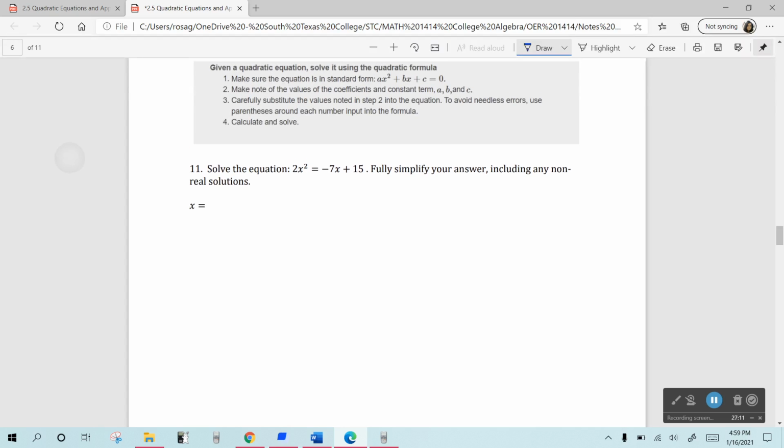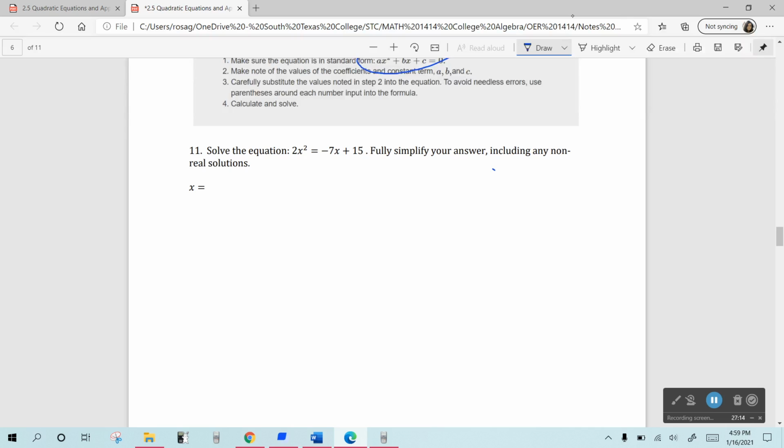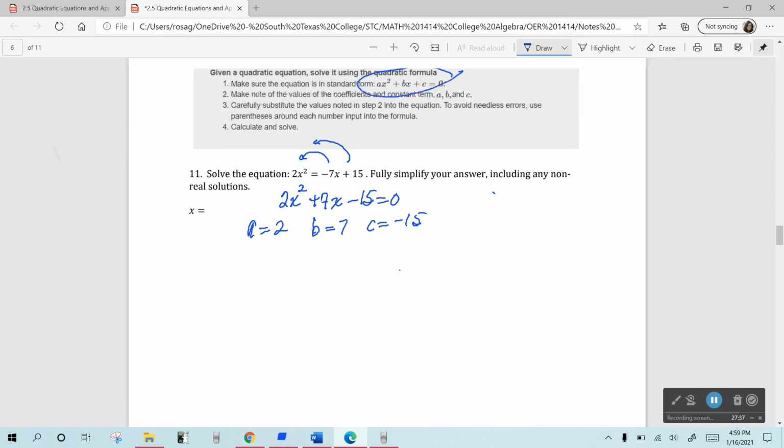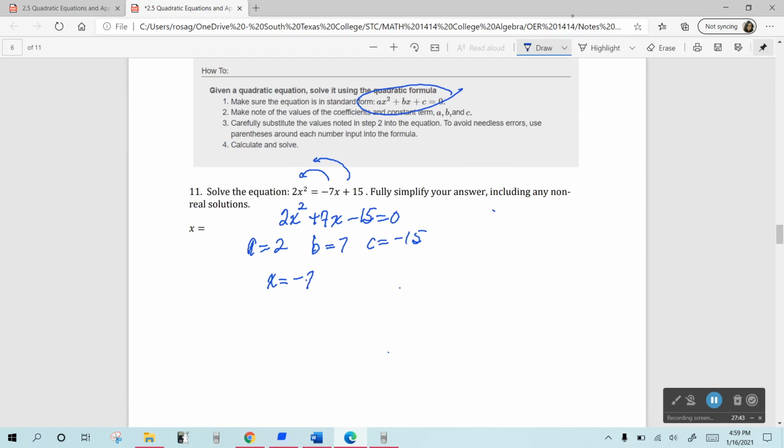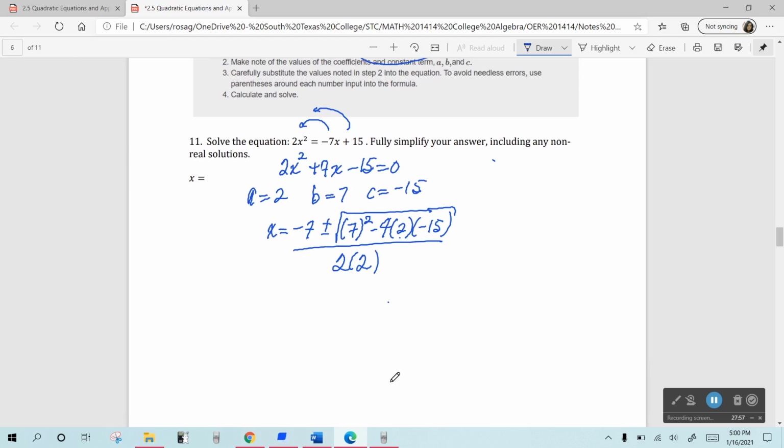So if you're using the quadratic formula to solve, it has to equal 0. So here it doesn't equal 0. So what I'm going to do, I'm going to move these two this way. So I end up with 2x squared plus 7x minus 15 equals 0. Now you may say, Miss, but I was going to move the 2x squared. It's fine. You can move the 2x squared and you still get the same answer. So my a is 2, my b is 7, and my c is negative 15. And then I'm going to do the quadratic formula. I'm plugging all the numbers in. And then I'm going to grab my calculator.